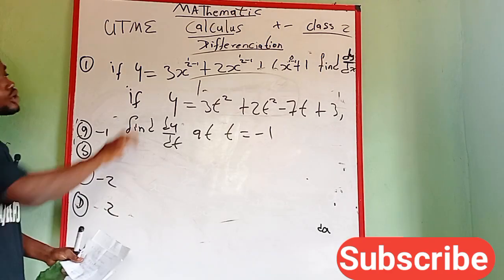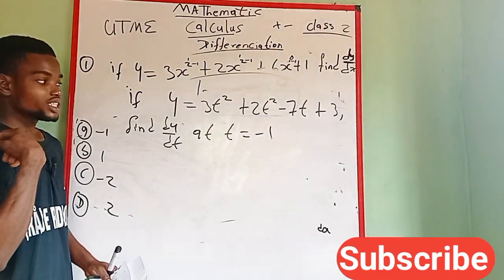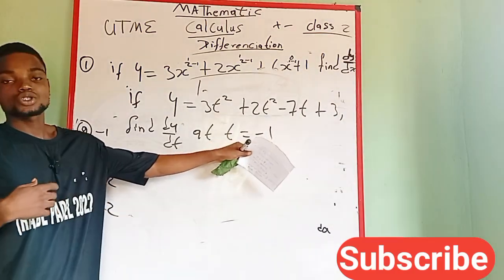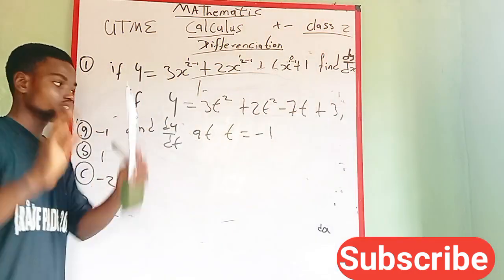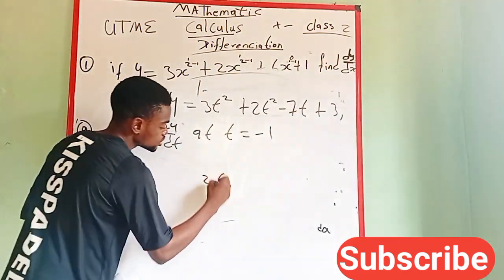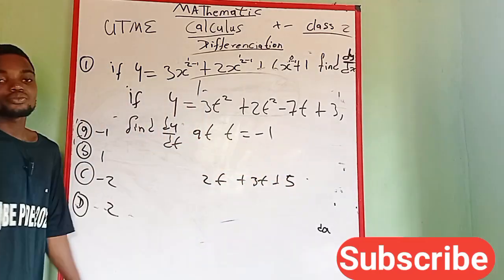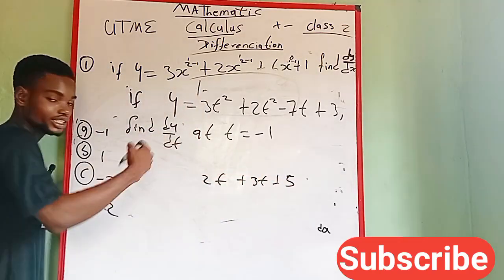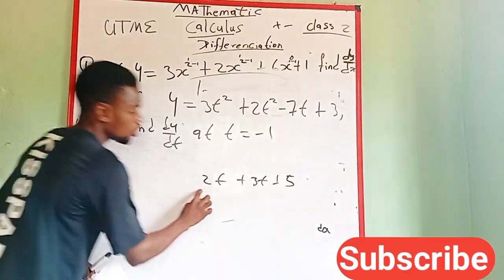All right, is it negative 2? Is it 2? So what are you going to do here? You're looking for the dy over dt. So you're going to differentiate this, and you'll say at t equals to negative 1. So you're going to differentiate it just like the way we used to differentiate. After differentiating, let me say you get your answer to be 2t plus 3t plus 5. If this is your answer, after you have differentiated the y, that is bringing the power down and minus 1 from the power. After you have done that, this becomes your answer.